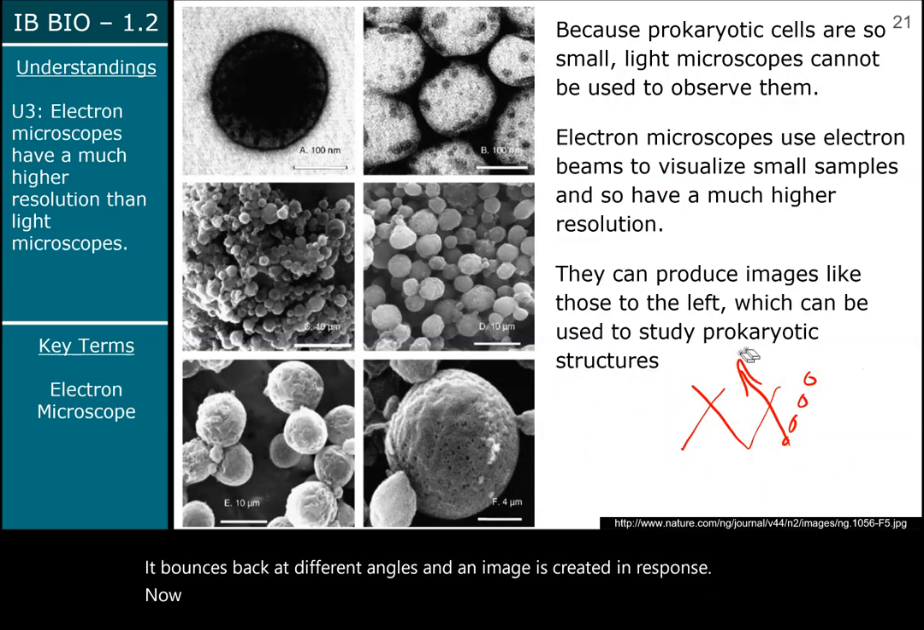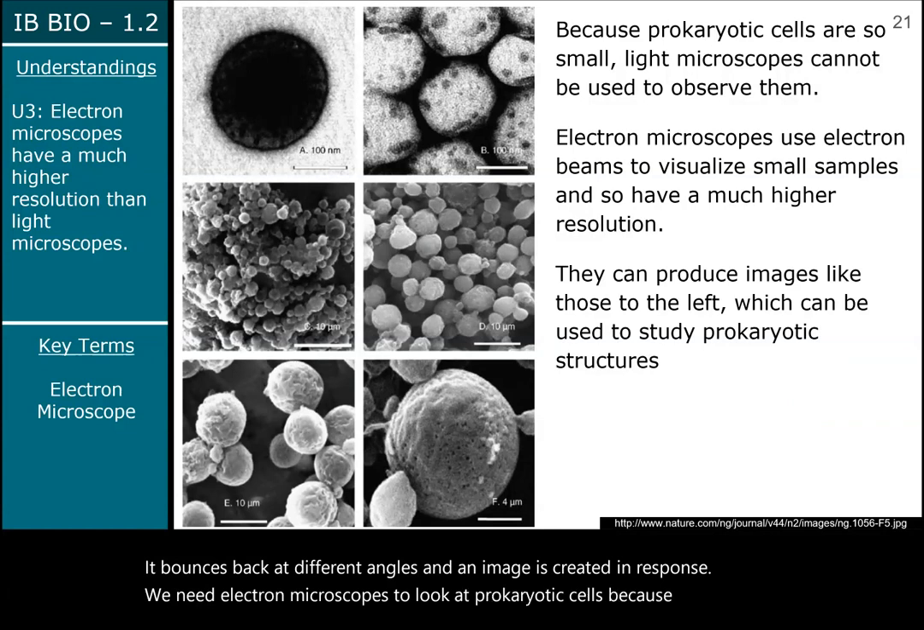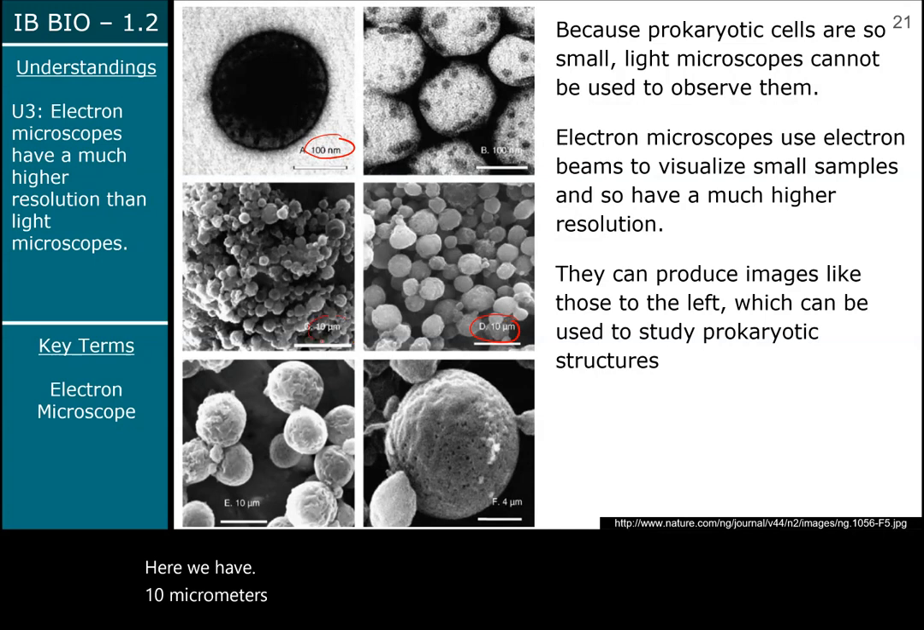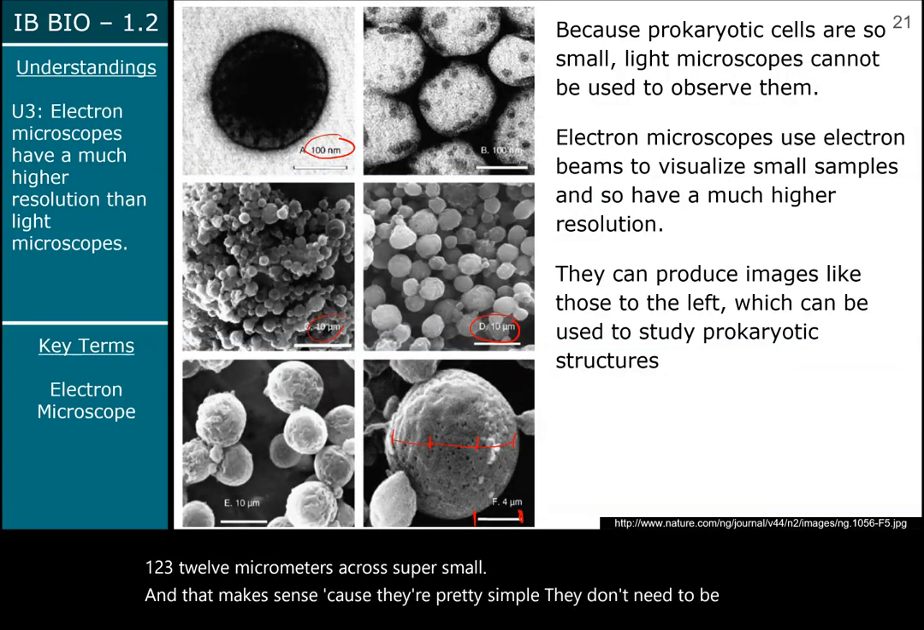Now we need electron microscopes to look at prokaryotic cells because prokaryotic cells are so very small. Look, this is 100 nanometers, right? Here we have 10 micrometers. 10 micrometers. Look, this is 4 micrometers. So this is probably like what? 1, 2, 3, 12 micrometers across. Super small. And that makes sense because they're pretty simple. They don't need to be big. They don't need to fit all those organelles, right?